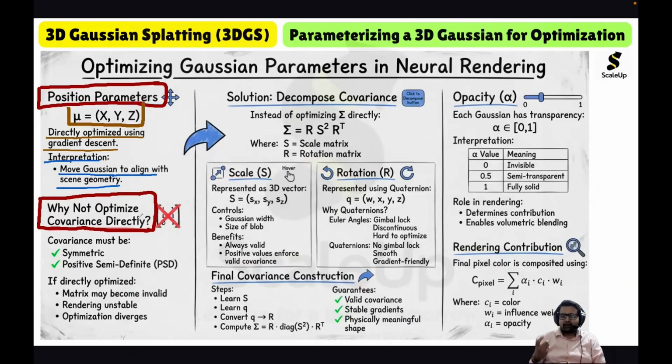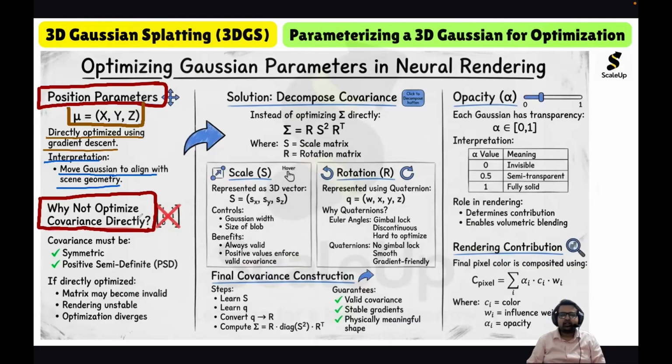What is the meaning of optimizing the covariance parameter? First, let us understand that. Then we will try to understand why not optimize covariance directly. So optimizing covariance means, we know that covariance contains information about the shape, the size, and also the orientation of the 3D Gaussian.